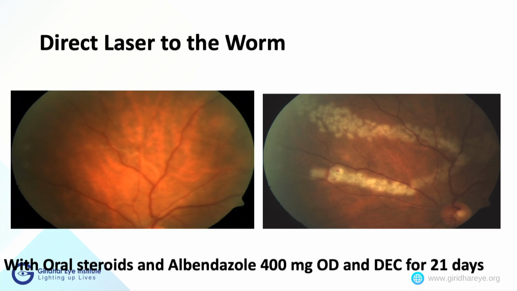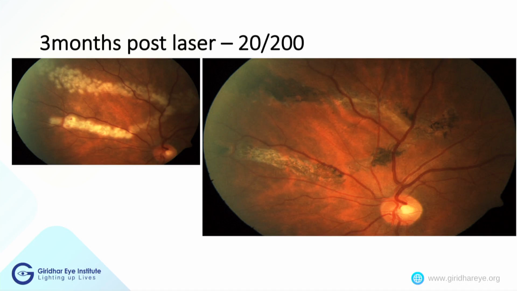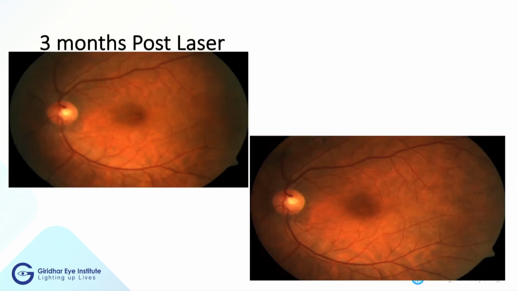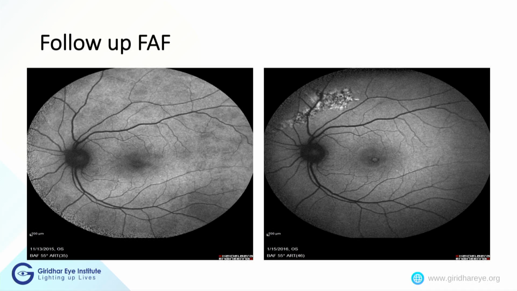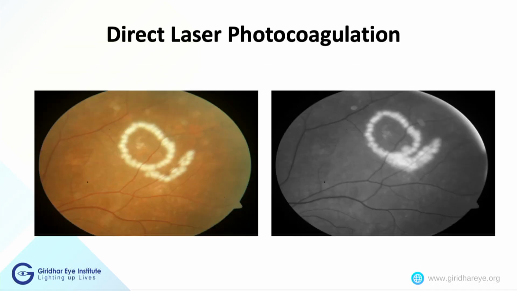Laser was given. Once you start laser, it started moving. So I went back behind the worm and then gave laser. That is the worm going that way, and then ultimately killed it. So this is laser, and this is the follow-up OCT. There was recovery of the ellipsoid line, but vision was not improving beyond 6/60. So this is another case which was treated, because it was moving around.